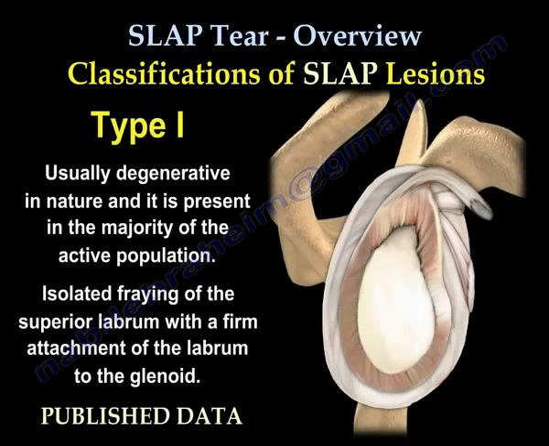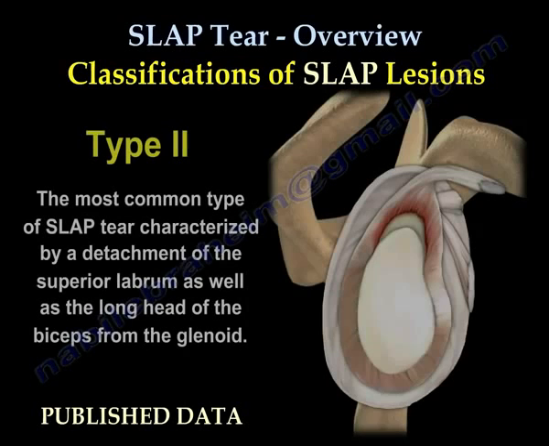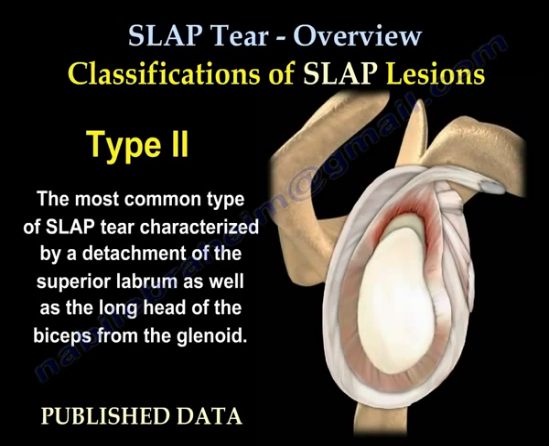Type 1 is usually degenerative in nature and present in the majority of the active population. There is also isolated fraying of the superior labrum with a firm attachment of the labrum to the glenoid. Type 2 is the most common type of SLAP tear, characterized by detachment of the superior labrum as well as the long head of the biceps from the glenoid.